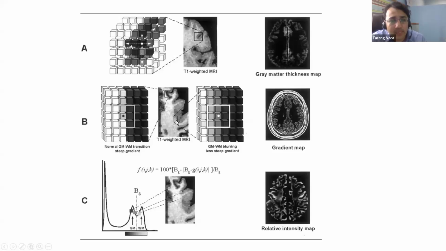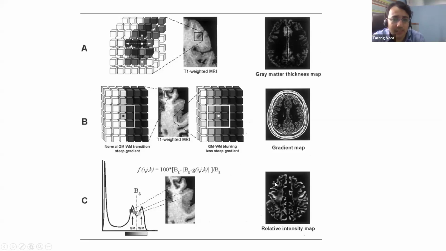The gradient map looks at the junction of gray and white matter, where if there is a dysplasia, there will be blurring, as in the transition from gray matter to white matter will be blurred. It will be like a slow transition. Whereas in a normal brain, the transition between the gray matter and white matter is very sharp. The gray matter ends and the white matter starts. So the histogram that is formed is more of a peaked one, whereas this one is more of a shallow one. And the last one is a relative intensity map.